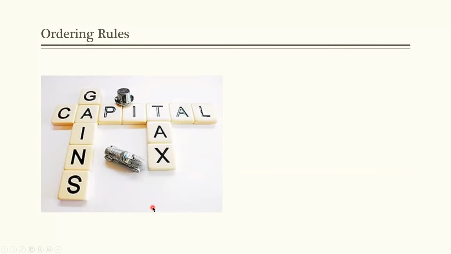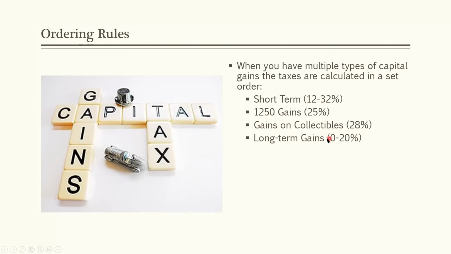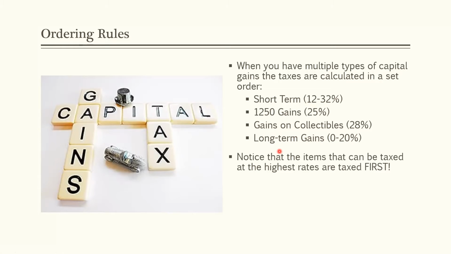So we do have to order them in some way, shape, or form, just due to the tax rates that we have. When you have multiple types of capital gains, the taxes are calculated in a set order. The first one is your short-term capital gains. Of course, that's the highest tax rate you might have, so you're going to get taxed on those first. Then your 1250 gains, on property and whatnot, then the collectibles, and then your long-term gains. So you can see it tries to get you to pay the highest taxes first, and when you get to the preferential taxes, that's when you get down to the last item. So the IRS really stacked the deck in their favor.